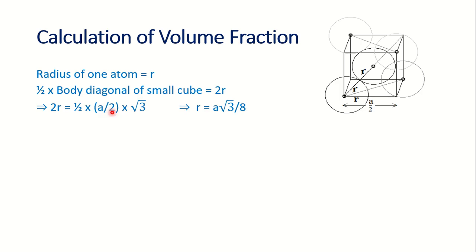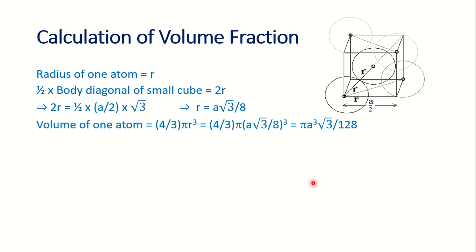So edge length is a by 2, and if you multiply by root 3 here, then you will get the length of the body diagonal, then half of the body diagonal is 2r. Therefore, from this we can get r equals a root 3 by 8. Then volume of one atom means 4 by 3 pi r cube. So we put this value, a root 3 by 8, then whole cube. Then it gives the value pi a cube root 3 divided by 128.